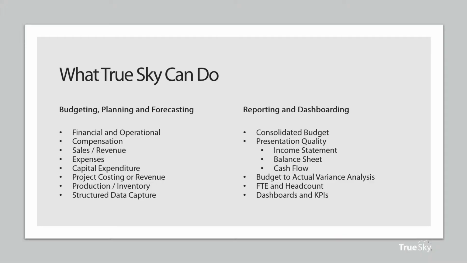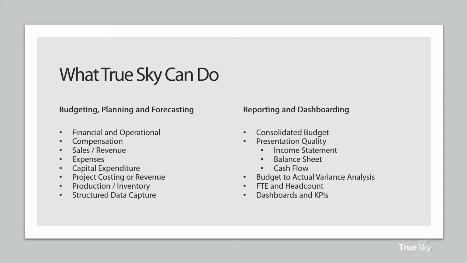So what are some of the things that you can do with TrueSky? Now, this is not everything. This is just a high level of some of the kinds of budgeting and forecasting and reporting things that you can do with TrueSky. It can be financial or operational type budgeting and forecasting, compensation planning, revenue forecasting, capital expenditure planning, project costing, project revenue, production planning, inventory, stock planning, and also use TrueSky for just structured data capture.